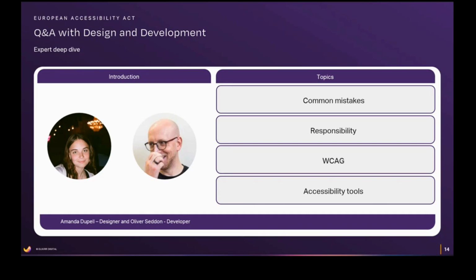Another common one would be things like form labels. When you're filling out a form, you want to have a clear label that allows the user to clearly understand what they're filling out and why that information is needed, as well as error messages and things to help them fix any mistakes when filling out forms.